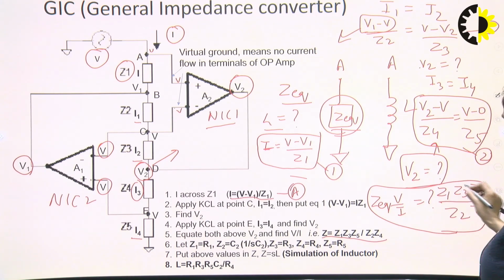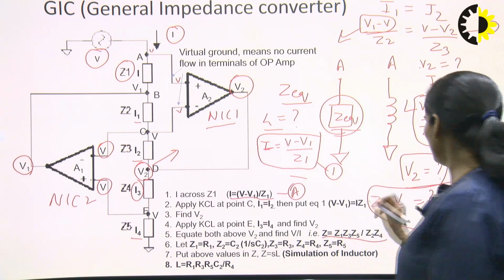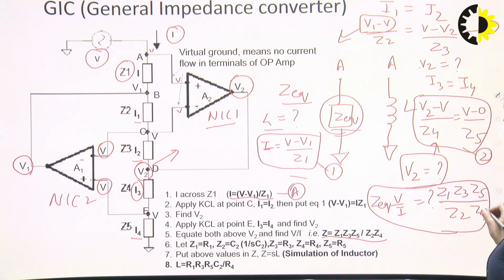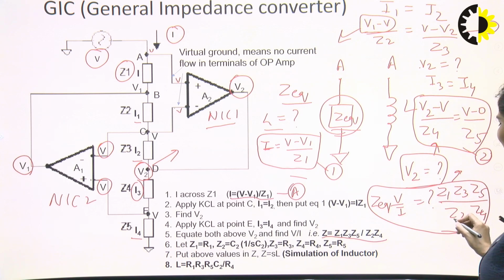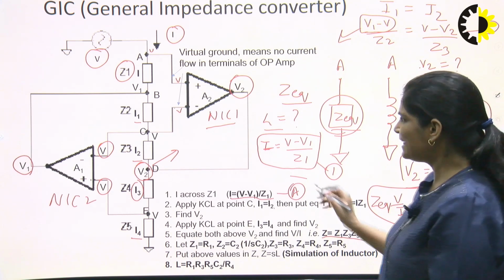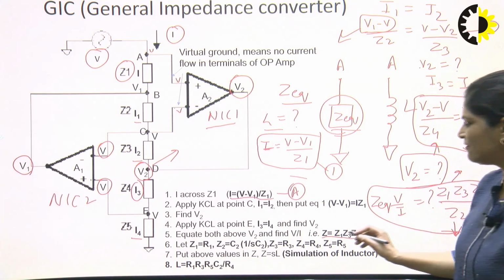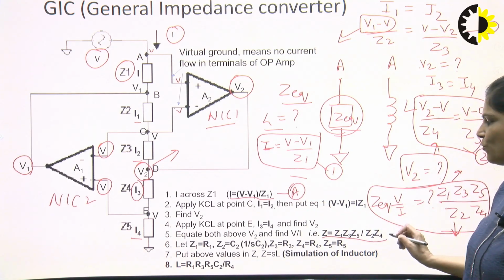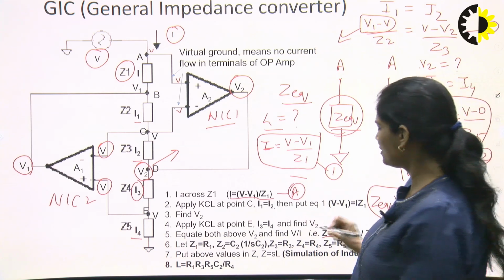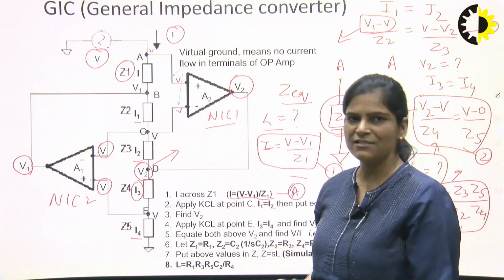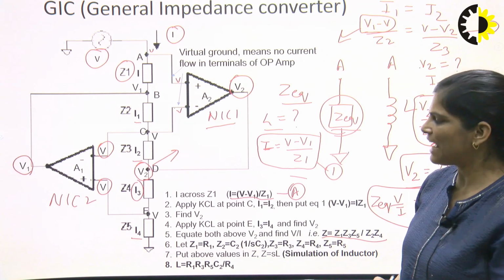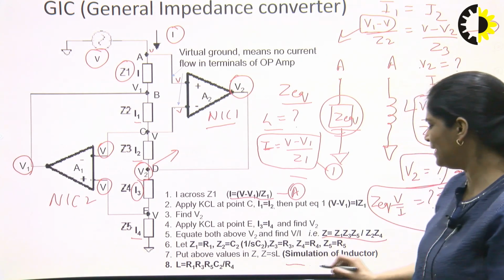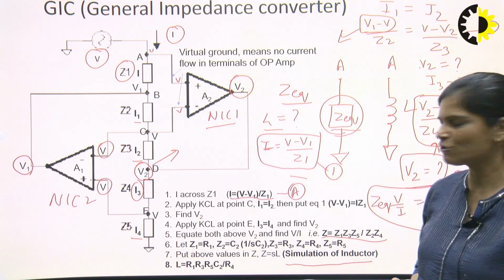Odd impedances are in the numerator and even impedances are in the denominator. So Z equivalent from this circuit diagram is Z1, Z3, Z5 upon Z2, Z4. Now, this is the equivalent impedance for this general impedance converter. Now the second point we have to find out, we have to do simulation of inductor.